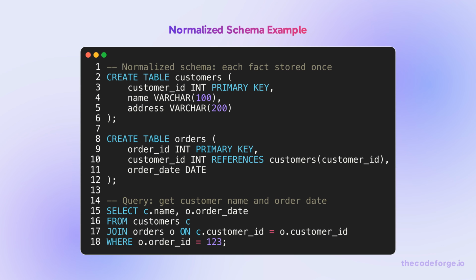Here's a normalized schema for customers and orders. Each fact is stored once. Customer details in the customers table, order details in the orders table. To read related data, you join on the foreign key. This ensures consistency. If a customer changes their name, you update only one row.